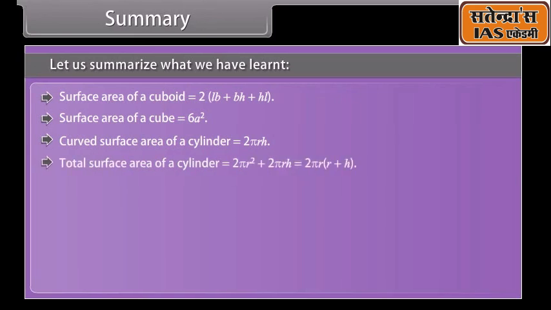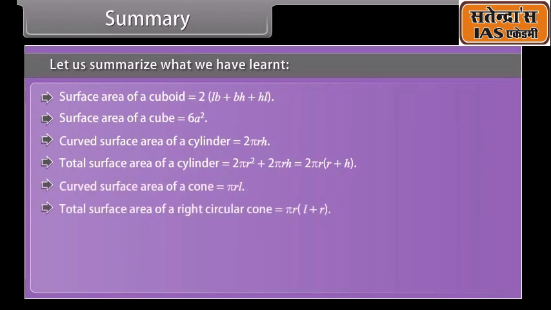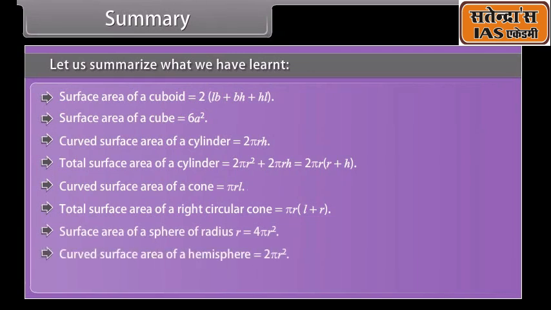Total surface area of a cylinder is equal to 2 pi r square plus 2 pi rh, which is equal to 2 pi r into r plus h. Curved surface area of a cone is equal to pi rl. Total surface area of a right circular cone is equal to pi r into L plus r. Surface area of a sphere of radius r is equal to 4 pi r square. Curved surface area of a hemisphere is equal to 2 pi r square. Total surface area of a hemisphere is equal to 3 pi r square.